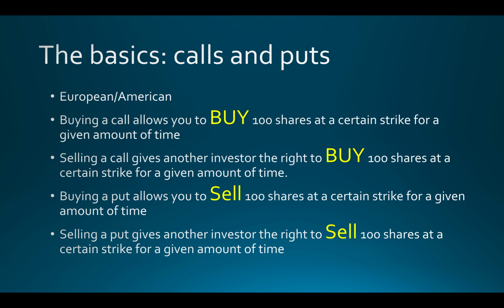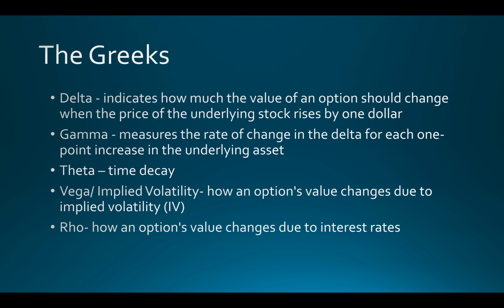Similarly, a put is kind of the opposite. Buying a put allows you to sell 100 shares. This is oftentimes thought of as insurance for some investors, which is what they use as a hedge, but we will not be talking about that here. Solely using options to be assigned shares. And selling a put gives another investor the right to sell 100 shares at a certain strike price for a given amount of time.